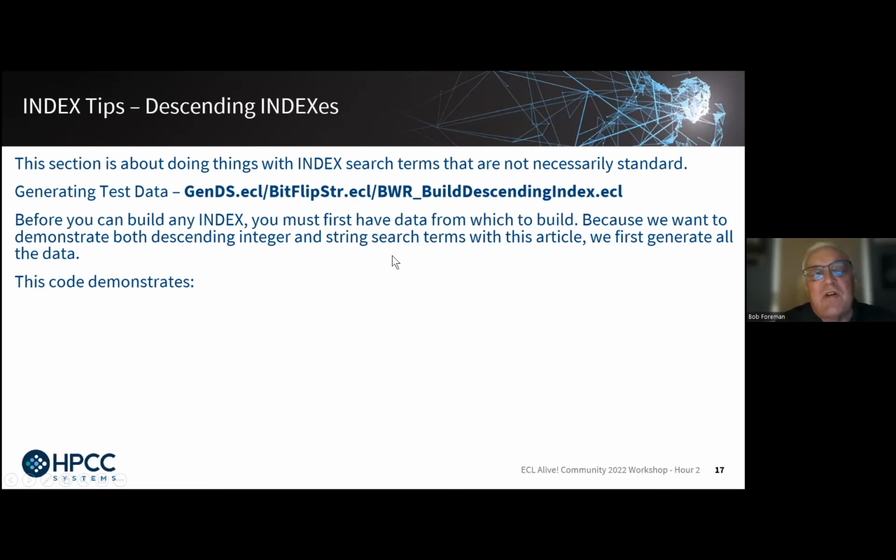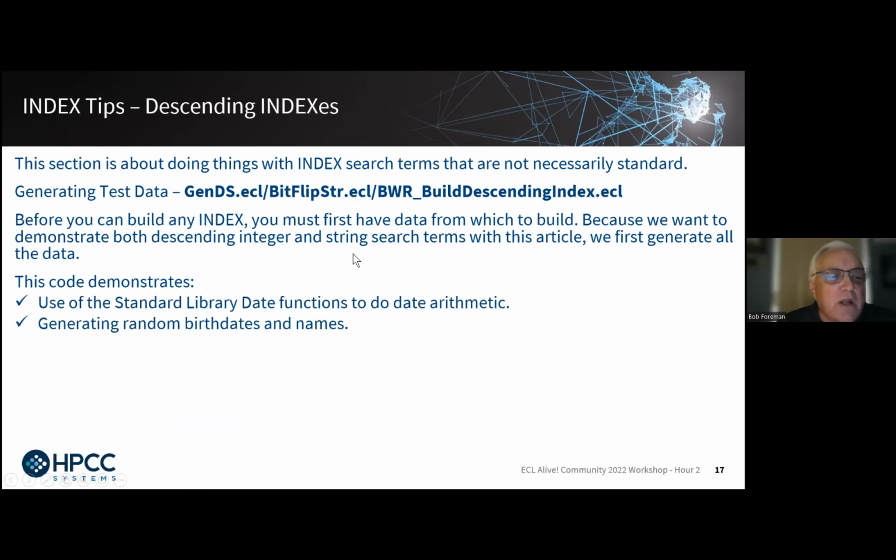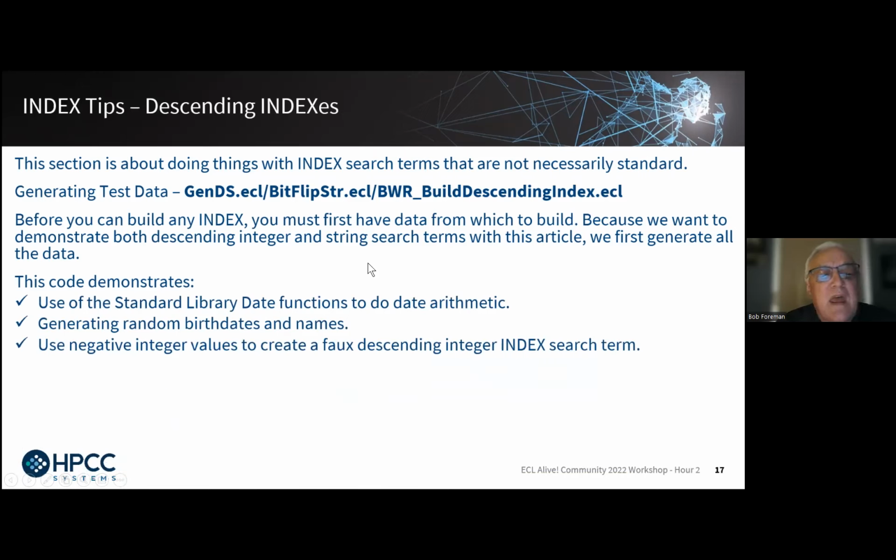I actually took liberties with the author. The author called it descending index.ecl. Since it's a runnable file, I just renamed my file for this workshop. Now the code is going to demonstrate using date functions to do date arithmetic. I think we've already shown that. Generating random birth dates and names, that's in that GenDS module. Using negative integer values to create a faux descending integer index search term.